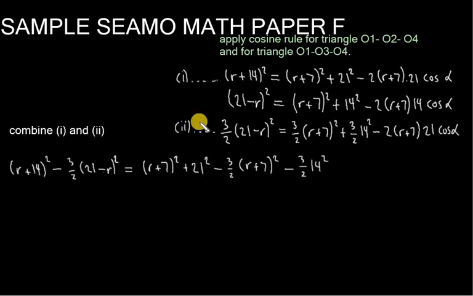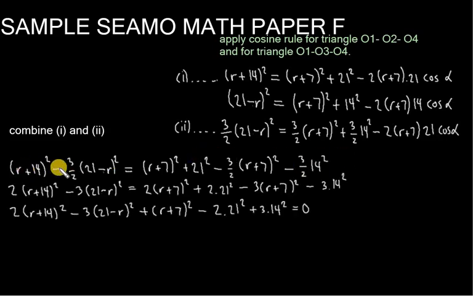We have equation 1 and 2. Now we combine them by subtracting equation 2 from equation 1. So we will have R plus 14 squared minus 3 over 2 times 21 minus R squared is equal to R plus 7 squared plus 21 squared minus 3 over 2 times R plus 7 squared minus 3 over 2 times 14 squared.